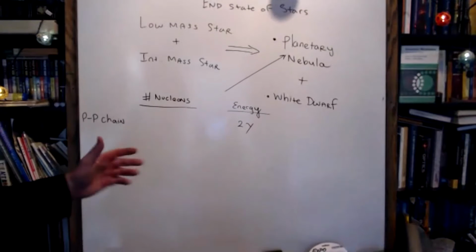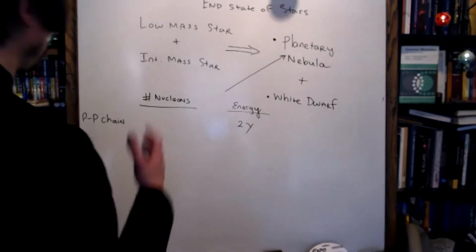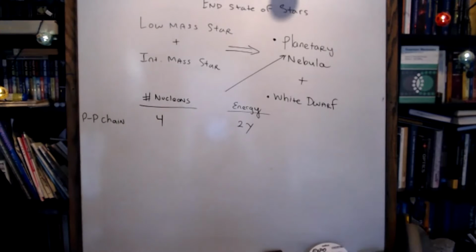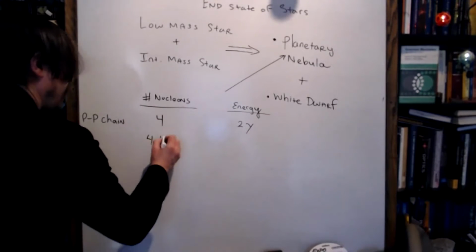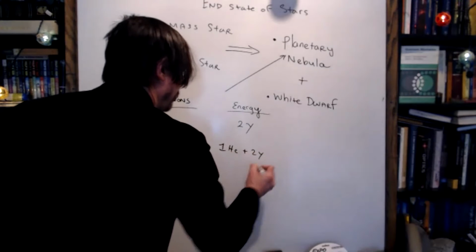Okay, geez, wow. We really got lost in missing the point here. How many nucleons go into making the proton-proton chain? It's four nucleons, four protons. Because it's four hydrogens make one helium plus two gamma rays.